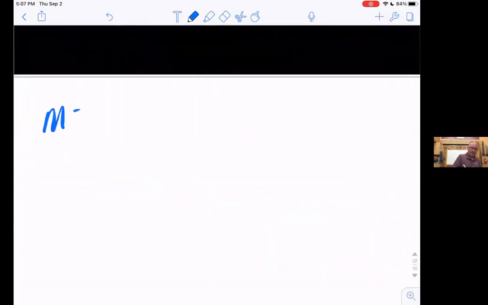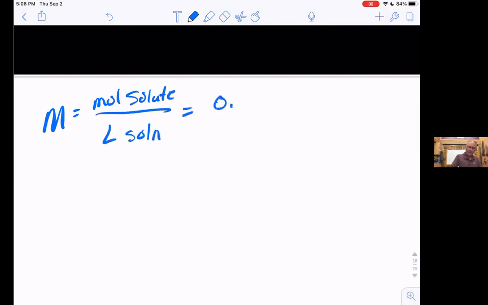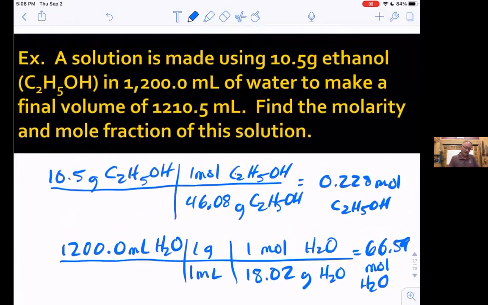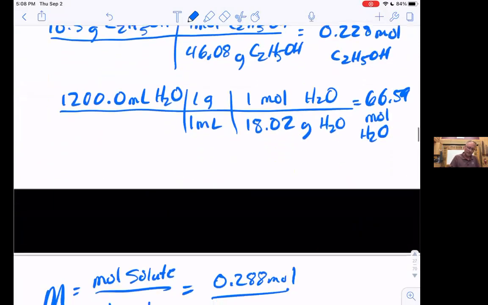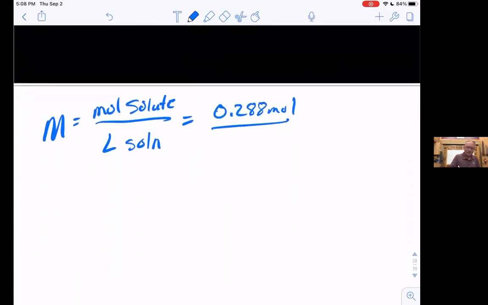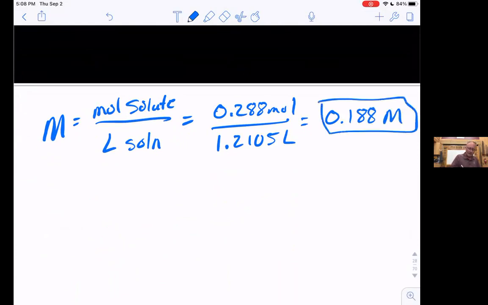But for molarity, the molarity would be the moles of my solute divided by the liters of my solution. In this case, the moles of the solute are the ethanol, 0.288 moles of the ethanol divided by the liters of solution. The total volume they gave us up here at the top was 1210.5 milliliters. I could do the conversion, or I could just say it is actually 1.2105 liters, moving it over 3 places. And I can solve for the molarity. The molarity for this would be 0.188 molar.